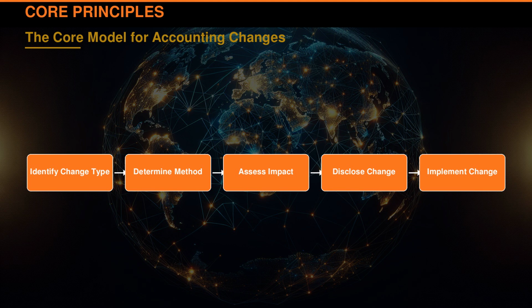With Meridian Corporation's $10 million SaaS contract, we'll explore each step, ensuring that the $8 million software and $2 million services are accounted for correctly. This model ensures all changes are consistent and transparent, crucial for stakeholders.